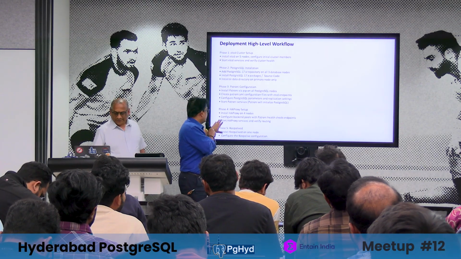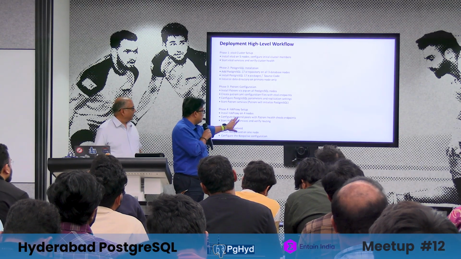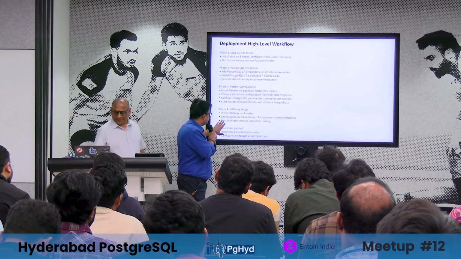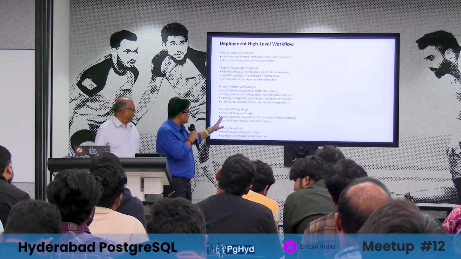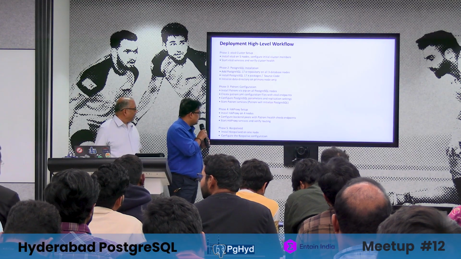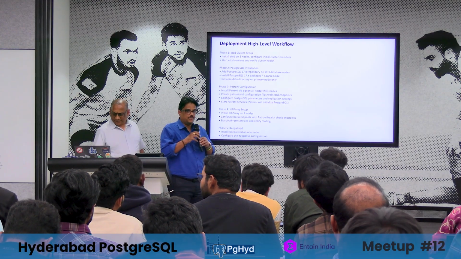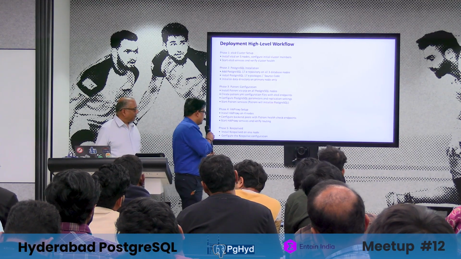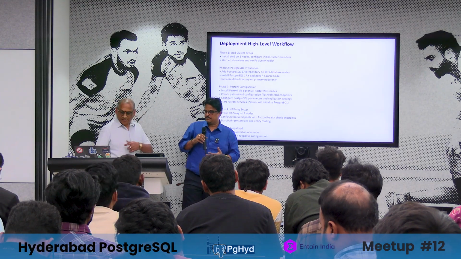Now HAProxy can be configured on 4 HAProxy nodes, with backend pools and Patroni health check endpoints. And Keepalived is also an open source tool. You can install and configure it according to the Keepalived configuration.